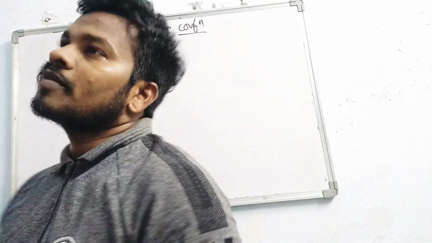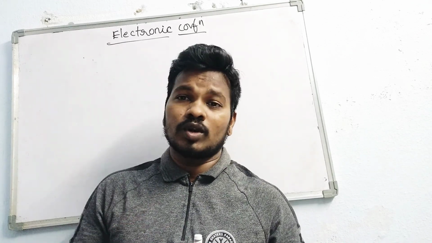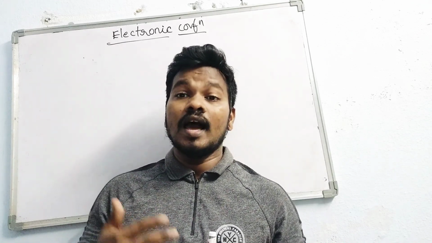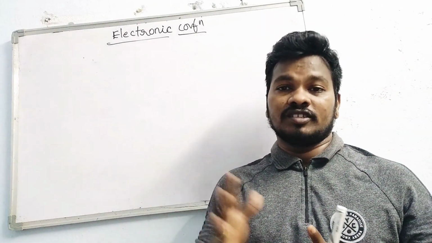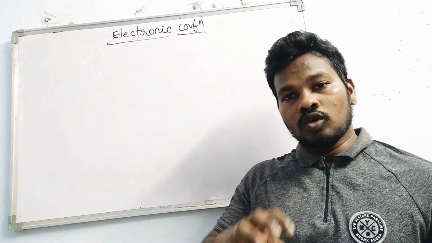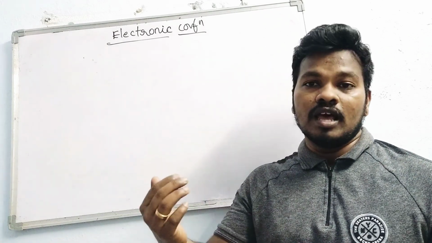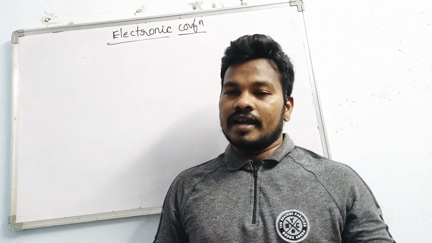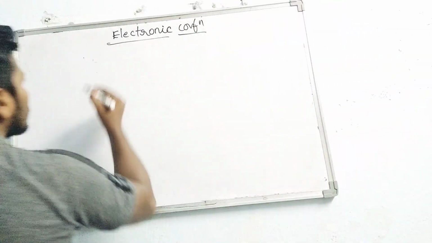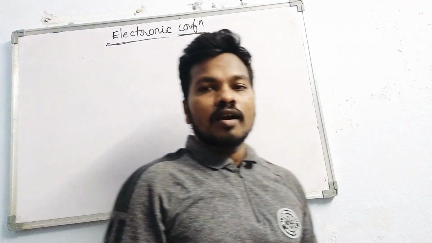First one is called the atomic number. What is meant by atomic number? Atomic number is nothing but the number of protons inside the nucleus, or the number of electrons outside the nucleus, present in different orbitals, orbits, or shells. We arrange those electrons in different orbitals according to their energy level, from the lower energy level to the higher energy level. So electronic configuration is the distribution of electrons in different orbitals according to their energy level.